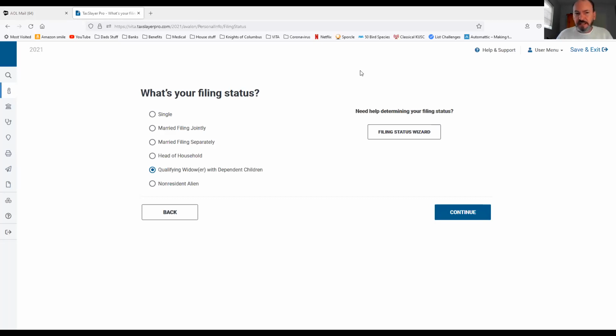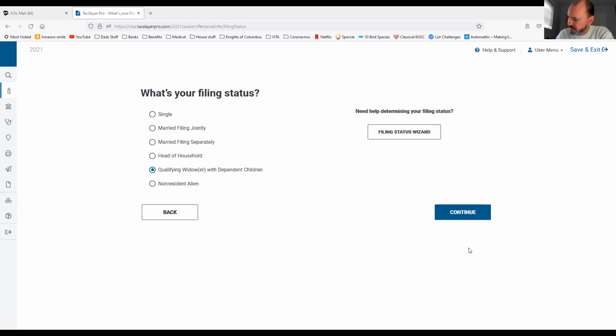Qualifying widower, again: when someone passes away in tax year 2021, they can file married filing joint for that decedent. We're talking VITA now. If you're talking about tax practitioners, you have different answers there, but for our purpose, you're talking about married filing joint in the year of death. Okay, in this case, she's a qualifying widower.